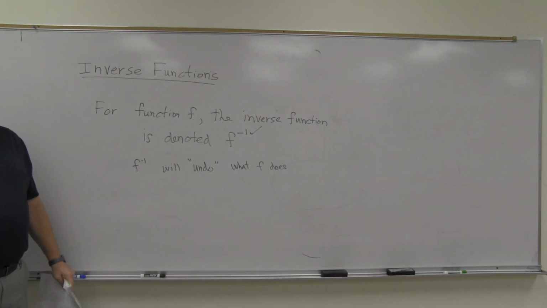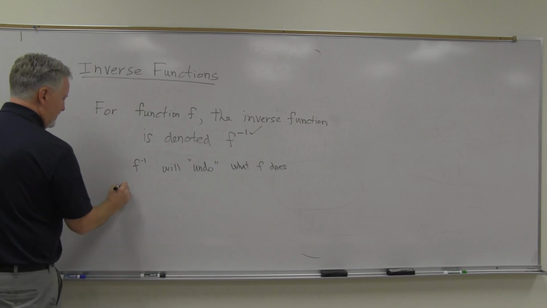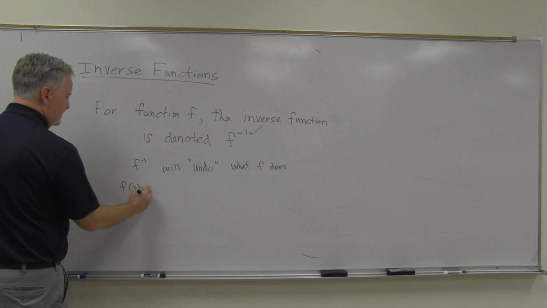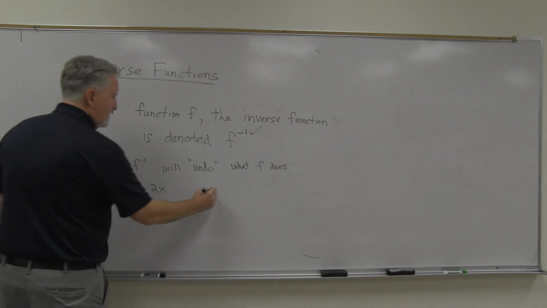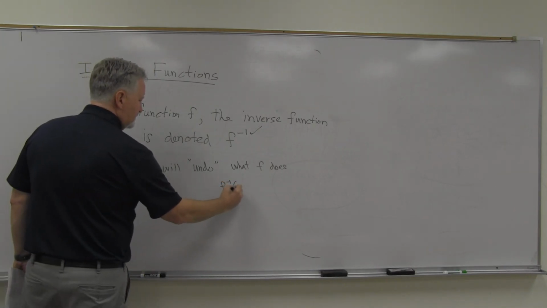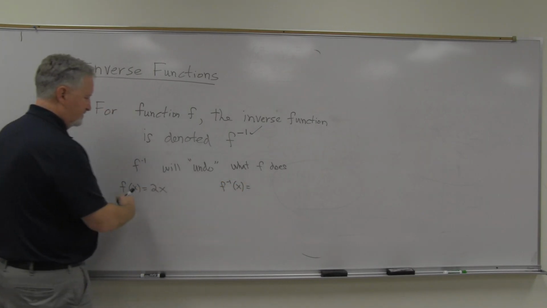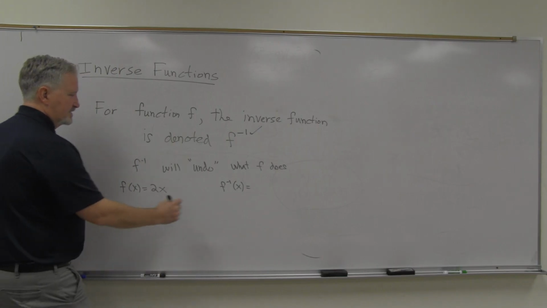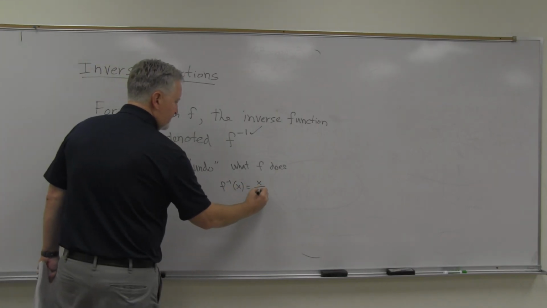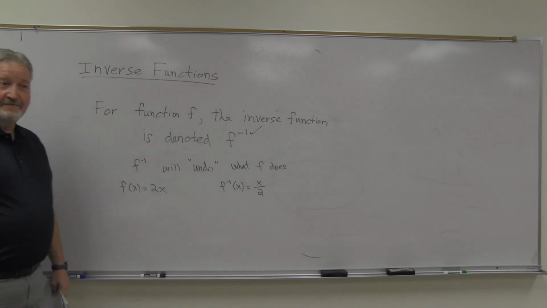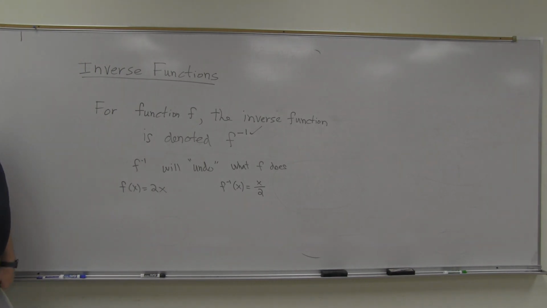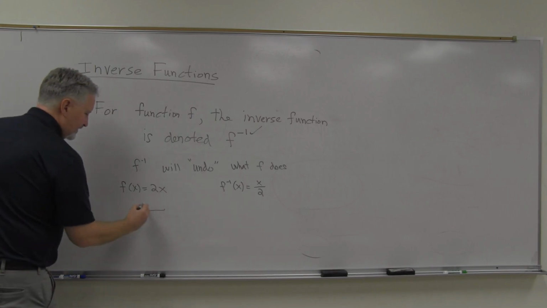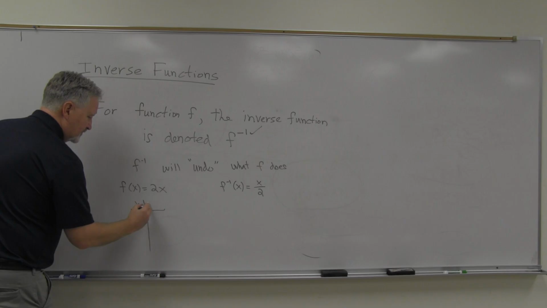For example, let me give you an example. All right, here's f of x. F of x is 2x. Turns out f inverse of x, if f is 2x, is x over 2. You might come up with that on your own, but we'll do more complicated ones. This just makes the point. A couple of points, matter of fact.